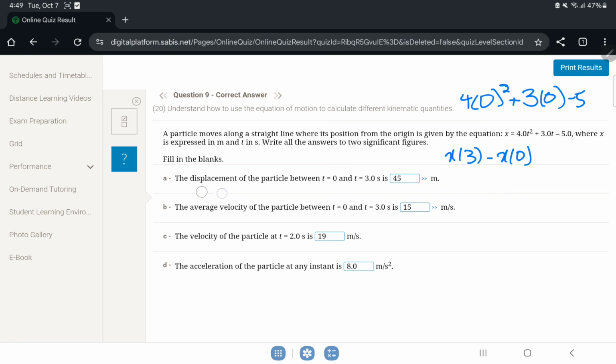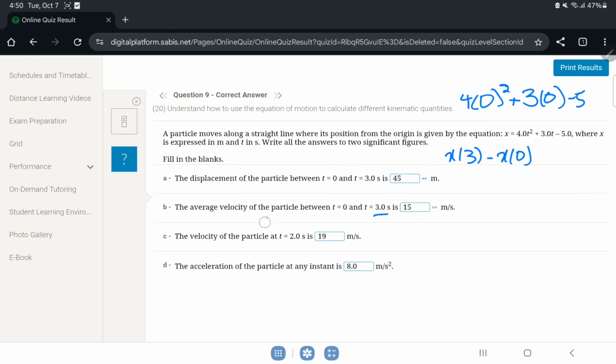The average velocity, they want average velocity. Average velocity will be x of t 2 minus x of t 1 over t2 minus t1. So basically it's these values. So x of t2 minus x of t1, x of 3 minus x of 0, we got 45 over 3 minus 0, and we got 45 over 3, and we get 15.